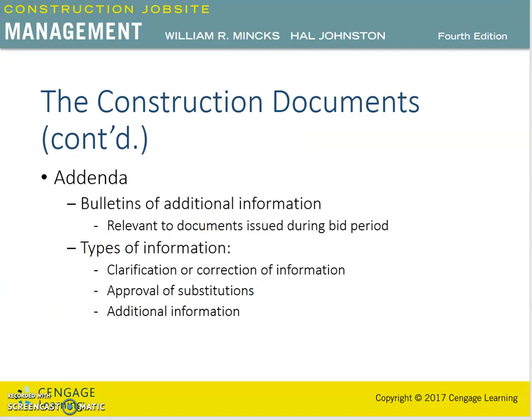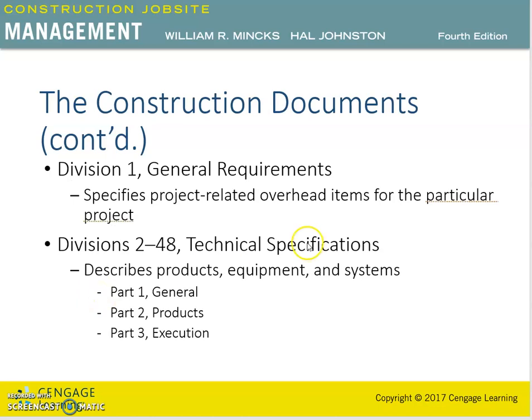And then you have the items which are called the addenda, additional items. But before I describe addenda, let's talk a little bit more about the general requirements. The general requirements specify project related overhead items for the particular project. That means those items which are not specific to a certain aspect of the project, but which may be related to the project as a whole. The majority of these items are general items in that they relate to all phases of the work rather than an individual activity or a subcontract.